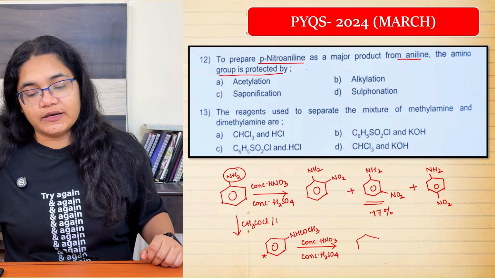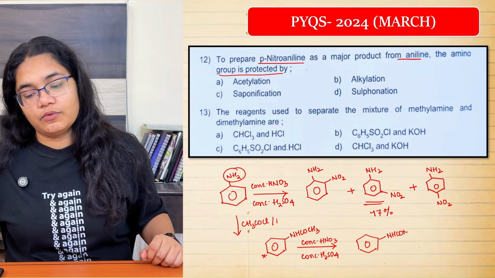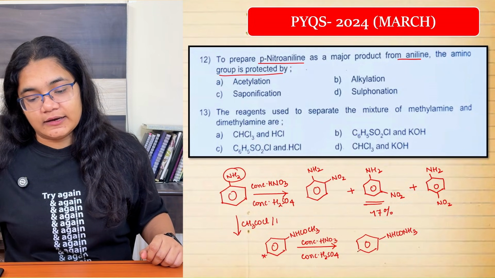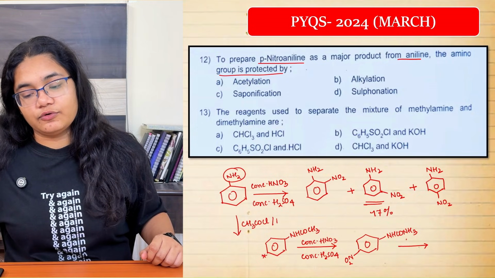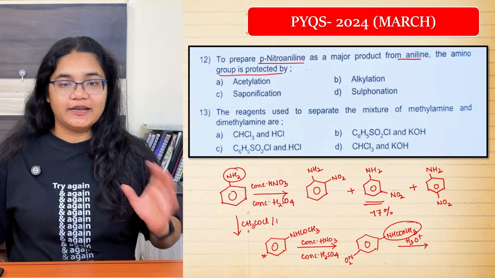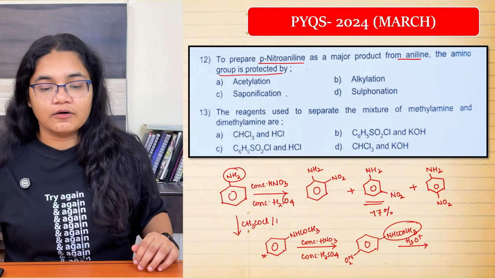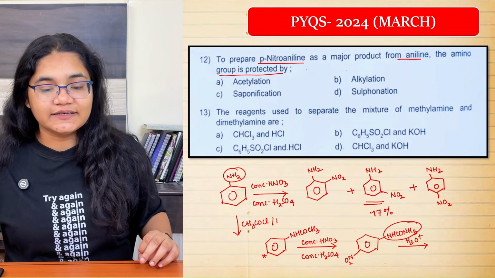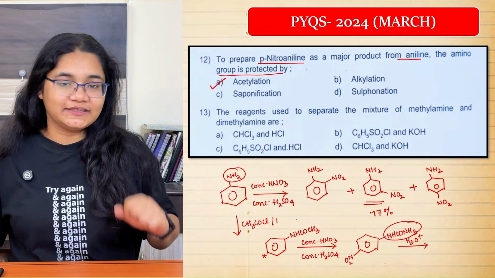Okay, so you will get a product like this where you have NHCOCH3, and here the nitro group is attached. And after that, if you do hydrolysis with H3O plus, then this group gets converted to NH2. So basically the protection is done by acetylation. This group addition is called acyl group addition or acetylation.